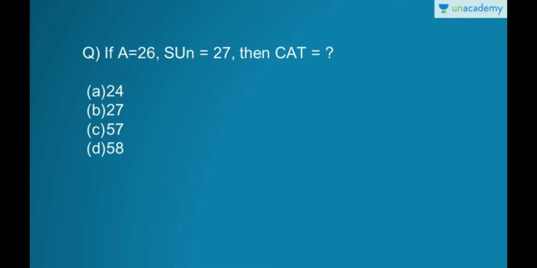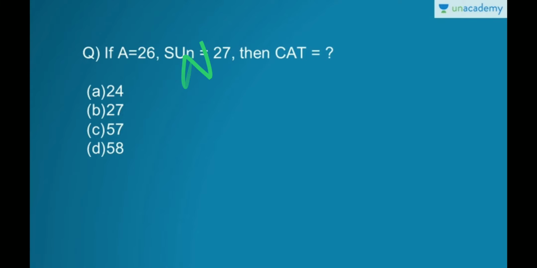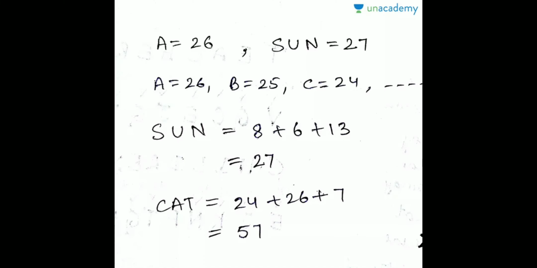Here A is written as 26 and sun is written as 27. Then how can cat be written? Let's see. Okay, so N is in capital letters here. A is coded as 26 and sun is at 27. So you have to find out the coding for cat.